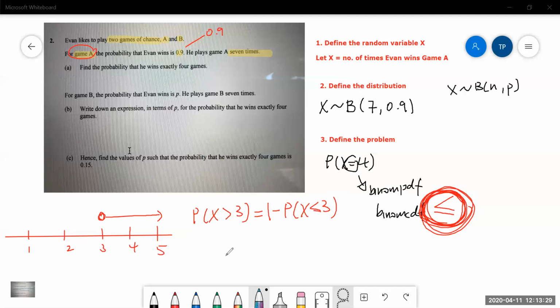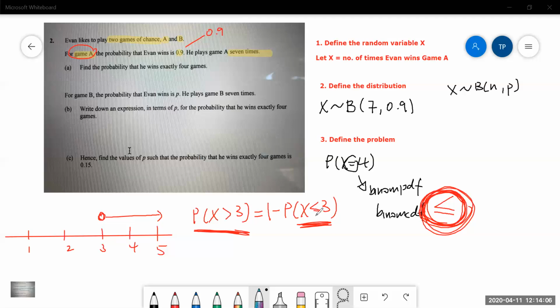Is this the complementary, like 1 minus the probability of? No, it's not. I'm just saying that if right now I want to find the probability that Evan wins more than 3 games, and we want to use the calculator to calculate binomial CDF, we have to convert it into X less than or equal to 3. This is the turning point.